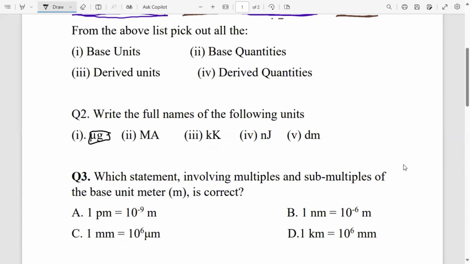So we have the microgram here. You can tell by the symbols, that is microgram. Then we have mA here, the capital M and then the capital A. We know from units and measurements that the capital A is for ampere.